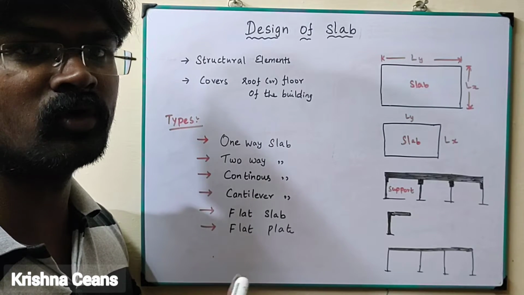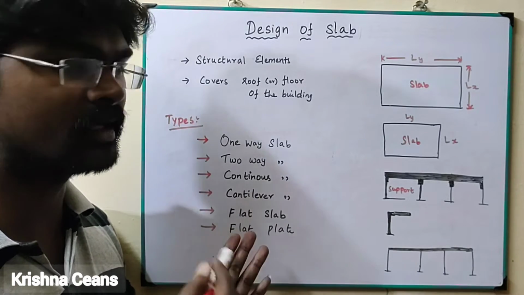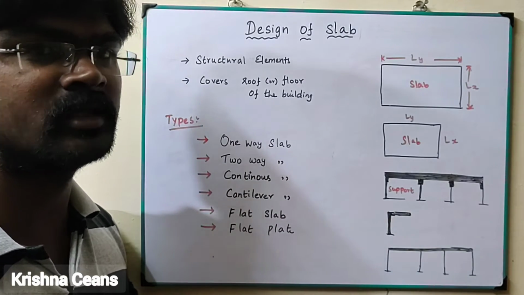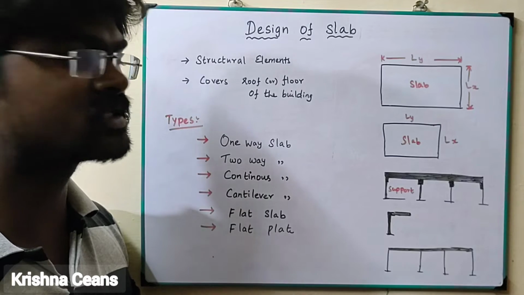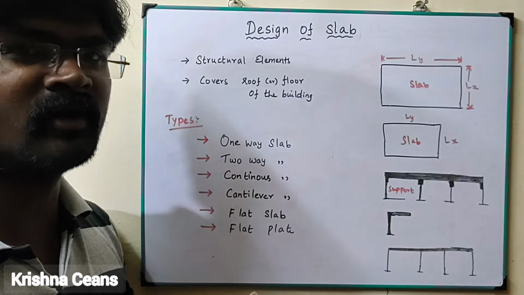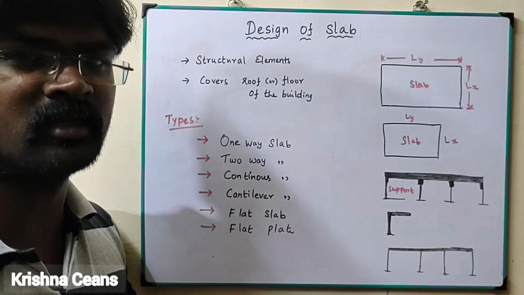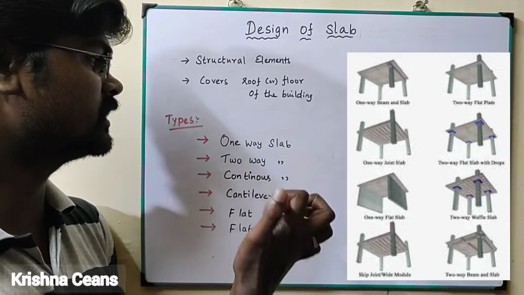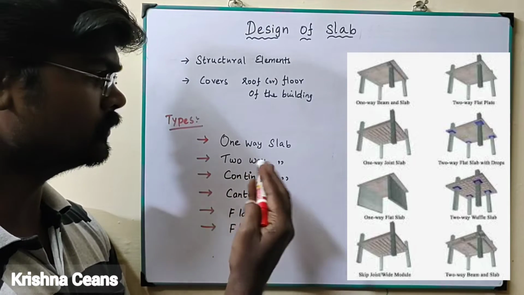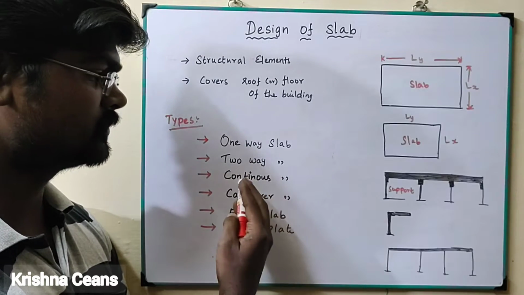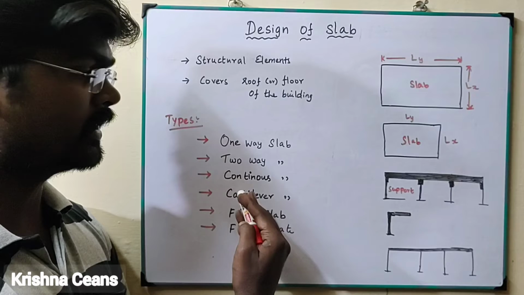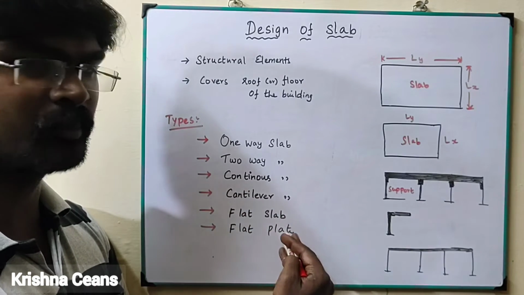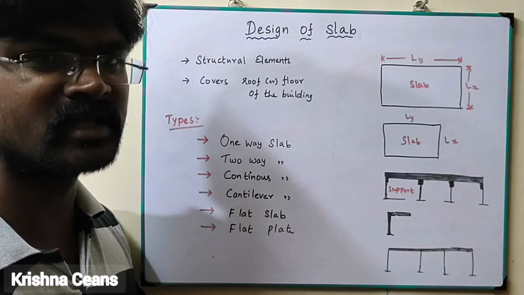Because load is transferred from the slab to the other structural elements, that's why we always consider the slab as the first element. In this, what are the different types of slab used? We design one-way slab, two-way slab, continuous slab, cantilever slab, flat slab, and flat plate. These are the types of slab.